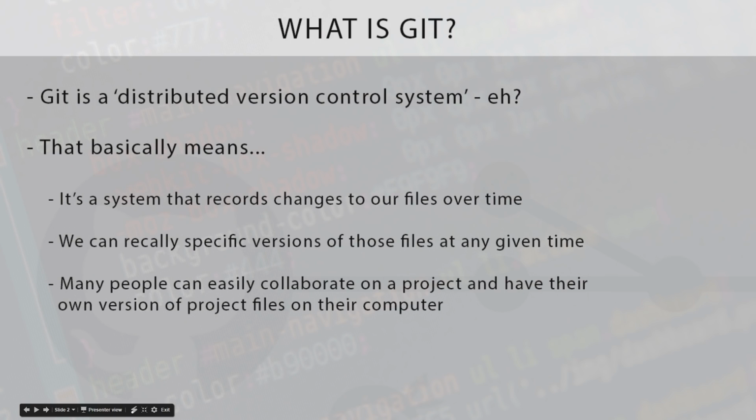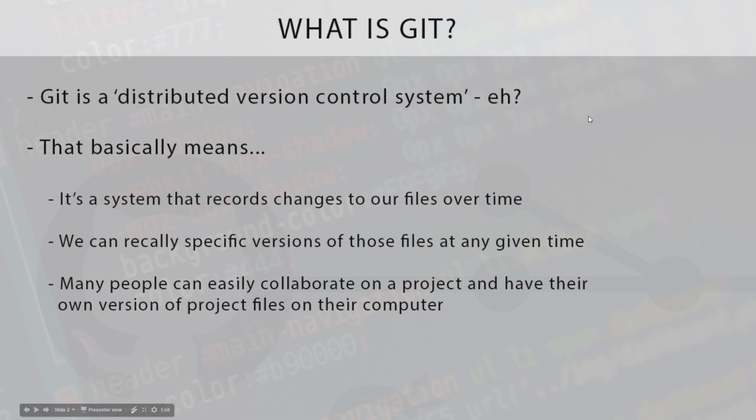Okay, so first of all, what is Git? Well, if you do a quick Google search of that question, you're probably going to get an answer like this. Git is a distributed version control system. Right, thanks Google, that really answers my question.